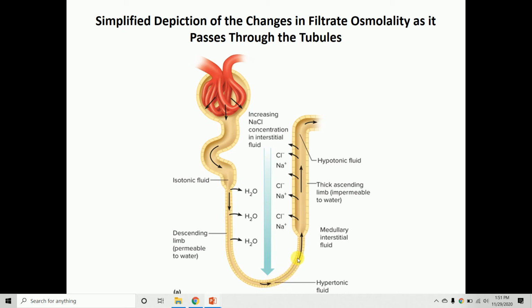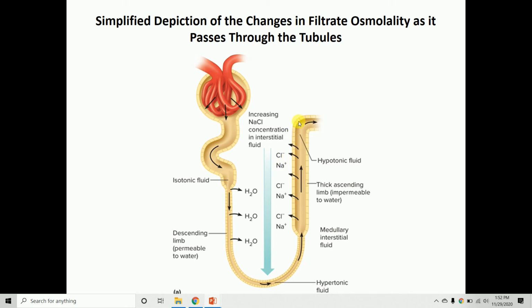That hypertonic filtrate passes through the ascending limb. Remember, the ascending limb is impermeable to water. It only allows for the reabsorption of sodium and chloride through that cotransporter, the sodium-potassium-2Cl cotransporter. So we are reabsorbing ions without any water reabsorption.